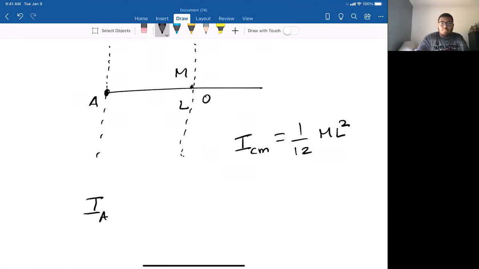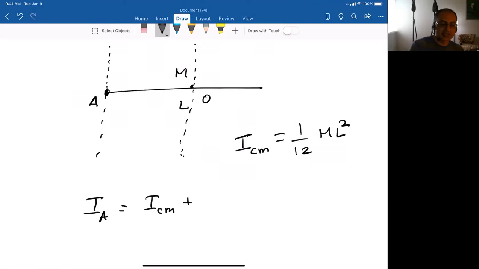You could use the moment of inertia of the center of mass and then add the mass times the distance between the two axes. Very good. So I can use the parallel axis theorem. So the moment of inertia about an axis which passes through A is going to be I_CM plus a correction, which is the mass of the rod, times what should I put in for the distance between the two axes?